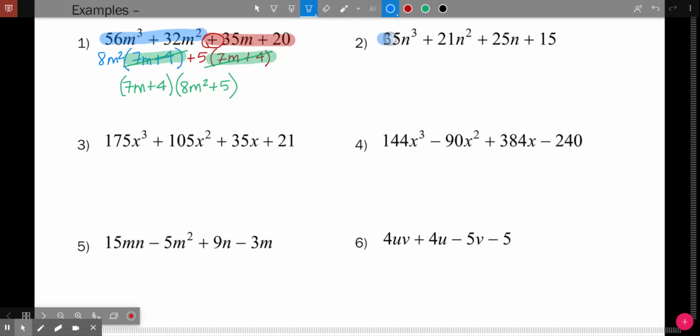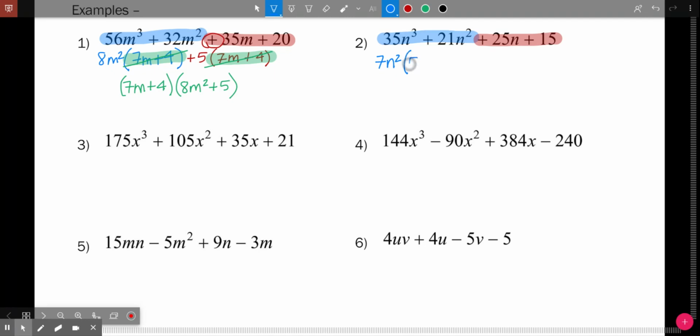So in number 2, I group my first two terms together, and I'm going to group my last two terms together, and I'm going to work with them separately. Between my first two terms, 35 and 21, I have a 7 in common, and between n cubed and n squared, I'm going to use the n squared.